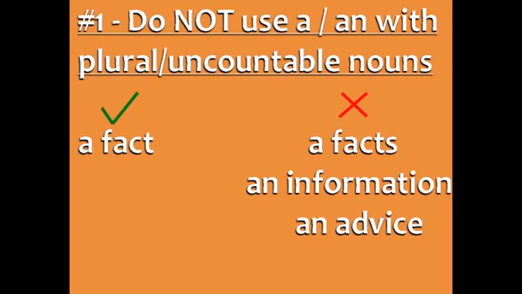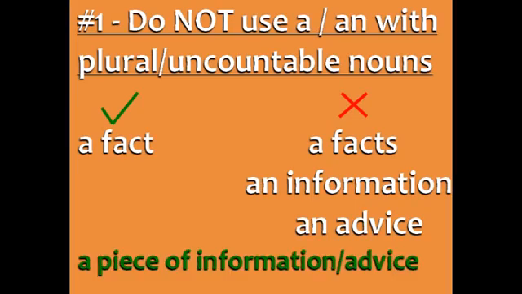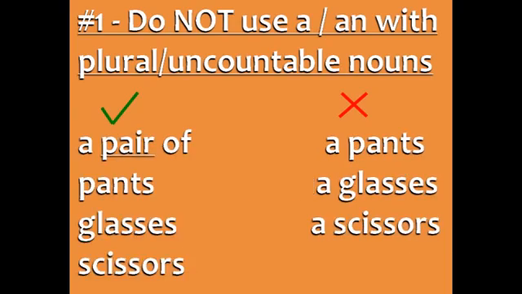An information and an advice are also incorrect because information and advice are uncountable nouns. However, you can say a piece of information or a piece of advice. Don't say a pants, a glasses, or a scissors. You need to say a pair of pants, a pair of glasses, and a pair of scissors.